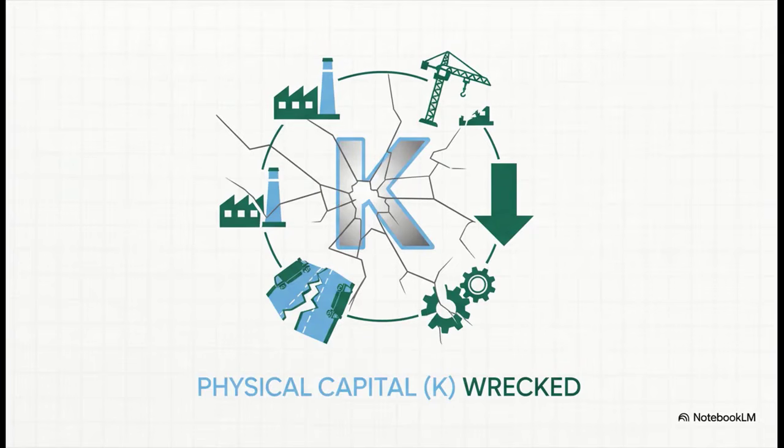Okay, now this is a really important point, so pay close attention. In this classical view, the earthquake doesn't destroy people's knowledge or their desire to go out and buy stuff. What it specifically destroys is the capital. We're talking about the physical things. Factories get flattened, roads crumble, machines are just wrecked. So going back to our simple little equation, that K variable has just taken a massive, massive hit.